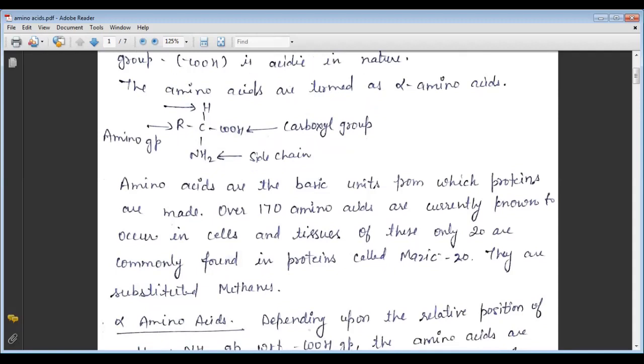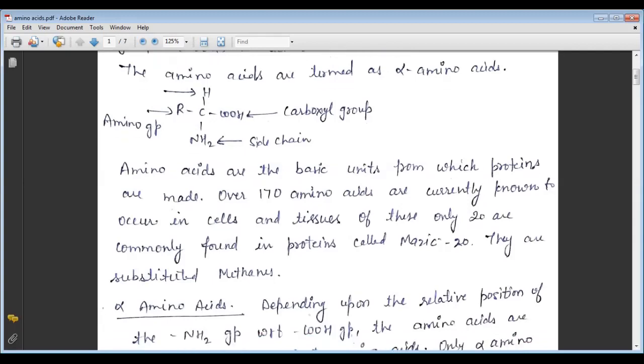So here we can see that one amino group is attached to the carbon, and the carboxylic group is also attached to the carbon. And we can see that this carbon is a chiral carbon because it has four different groups attached. When four different groups are attached to a central carbon atom, it means this is a chiral carbon atom, or it is called asymmetric. So now we know that amino acids are the basic unit from which proteins are made.